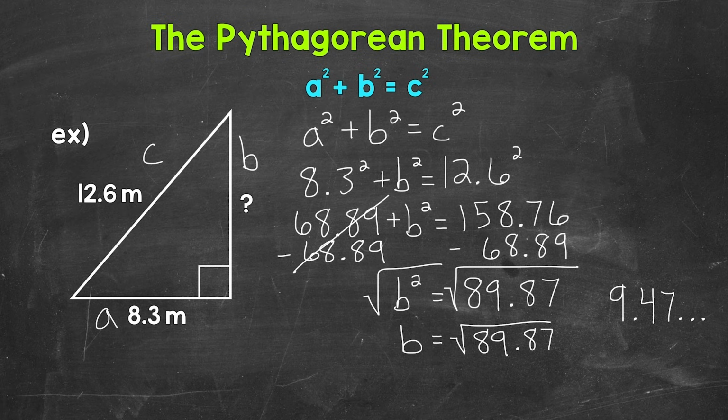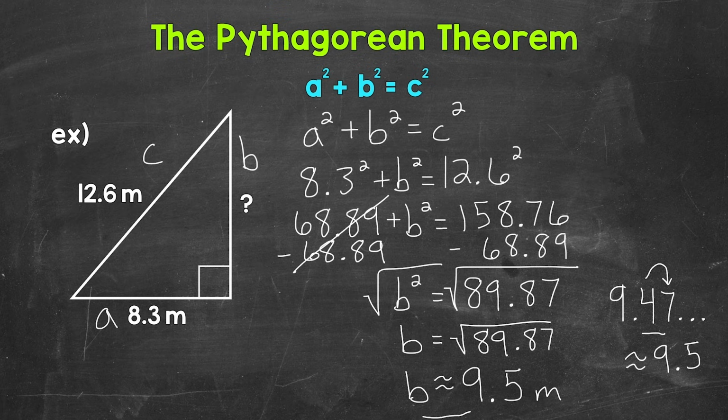So I'm going to write it to the hundredths place. That way we can round it to the tenths place. So we have a 4 in the tenths, with a 7 to the right in the hundredths. So this rounds up. This is approximately 9 and 5/10. So B is approximately 9 and 5/10 meters. So the missing side length, the missing leg, is approximately 9 and 5/10 meters.